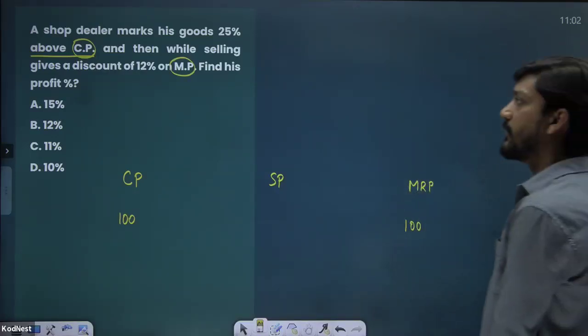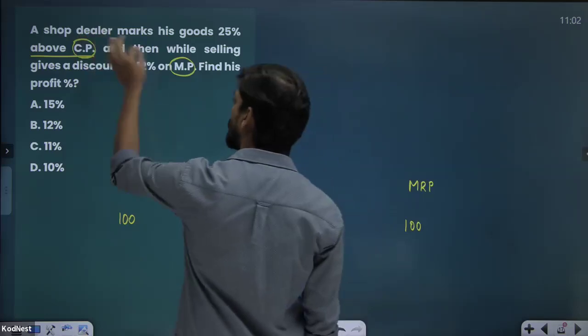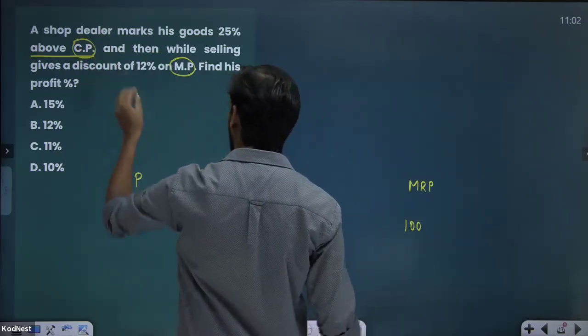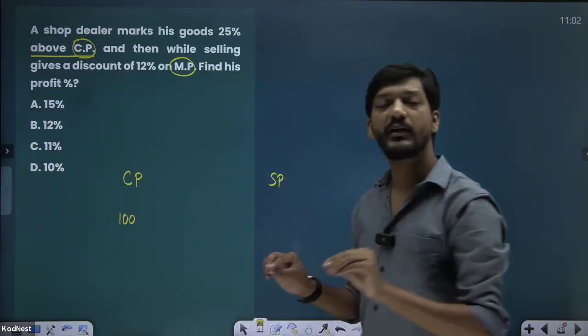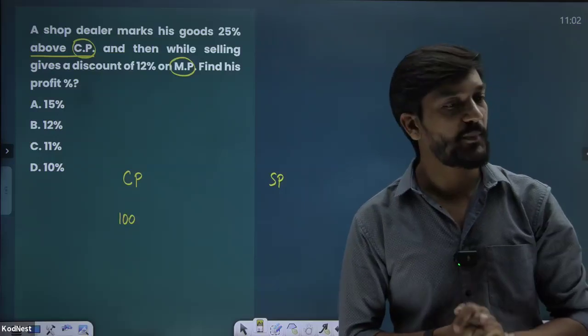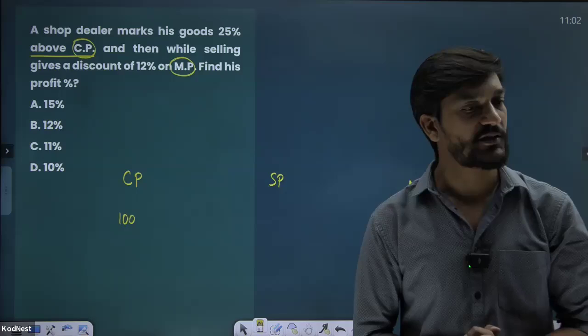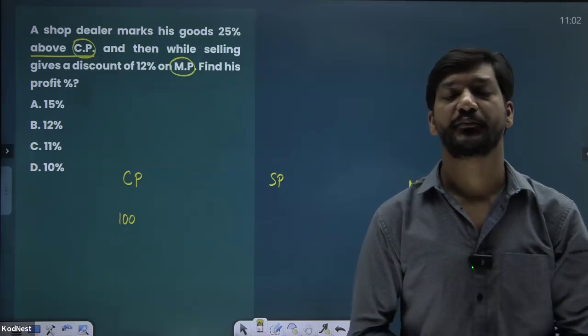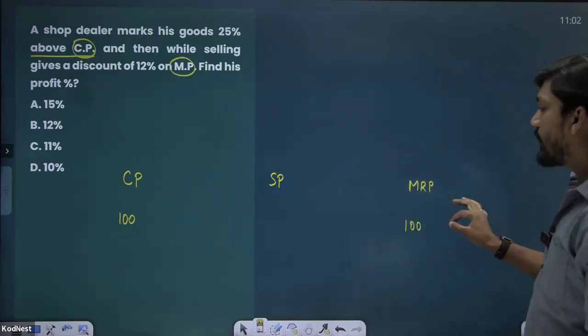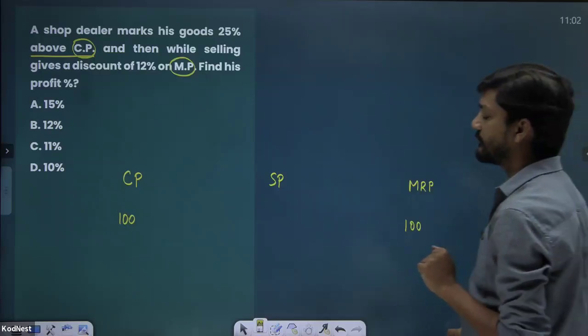No. So yes, there are two base values. Can we take both of them as 100? Will it make sense? If we take both of them as 100 rupees, will it make sense? No. So any one, we have to take as 100.